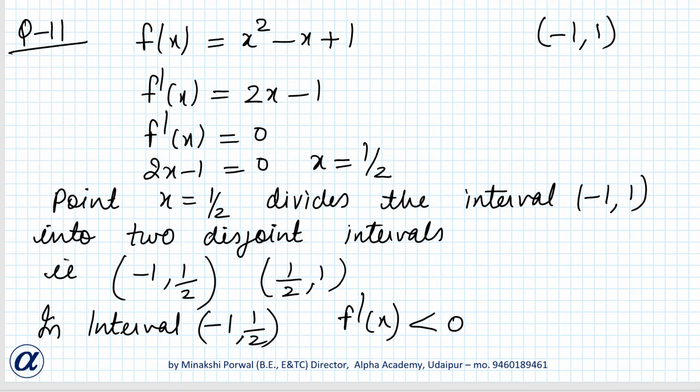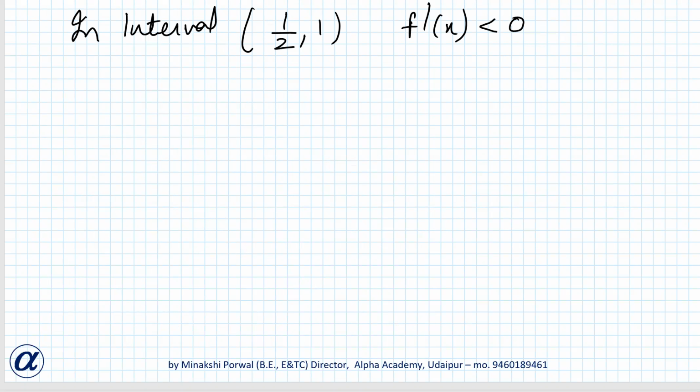Between half and 1, suppose you substitute 3 by 4. So 2 into 3 by 4 minus 1. So it is 3 by 2 minus 1, that is 0.5, 1 by 2. So that is greater than 0. Okay. So next is this one. This will be greater than 0. So f is strictly increasing.